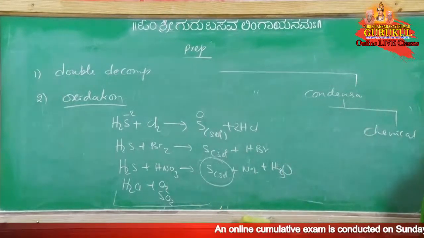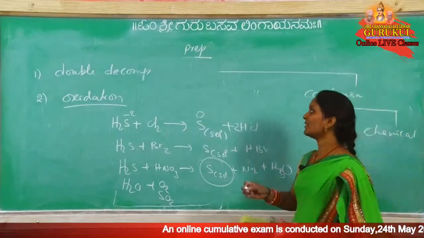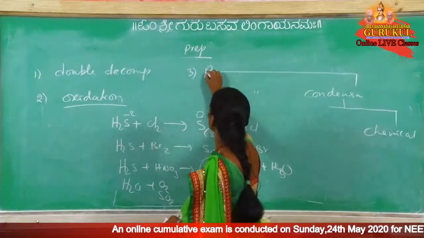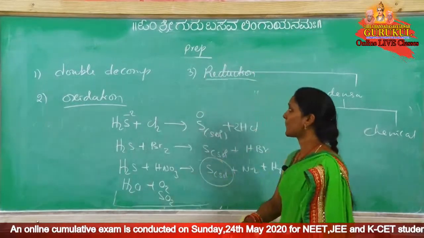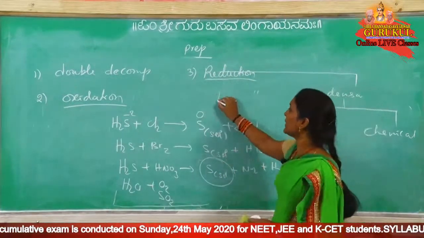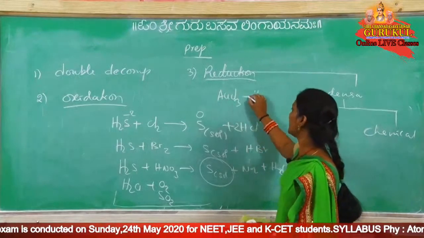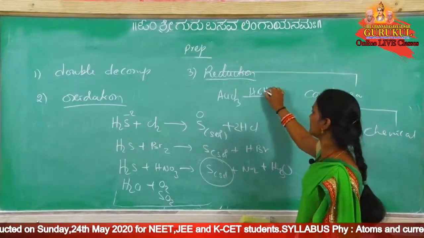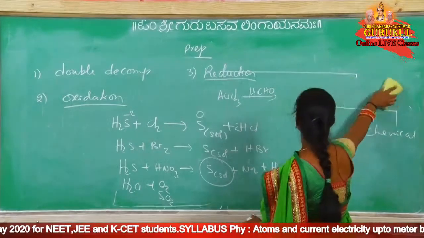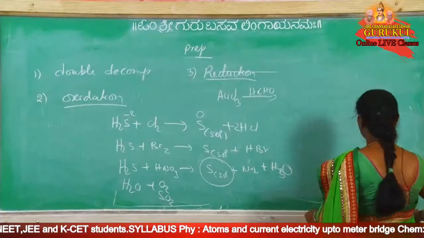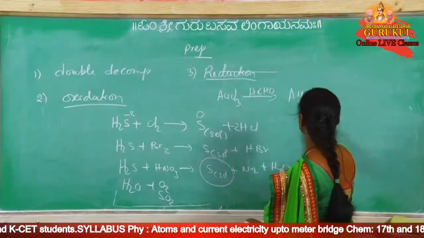So the next one is the reduction method, the third method, reduction. Now here, AuCl3 in the presence of formaldehyde, HCHO, changes to gold sol.